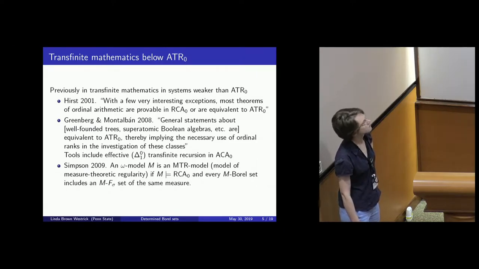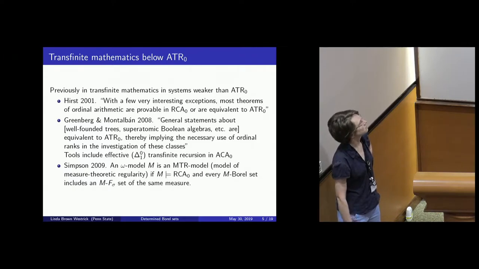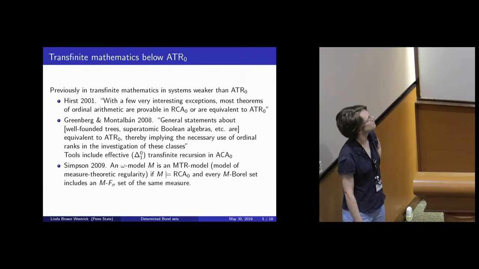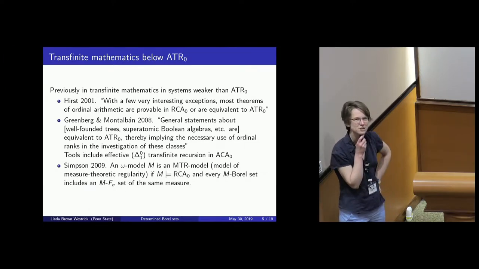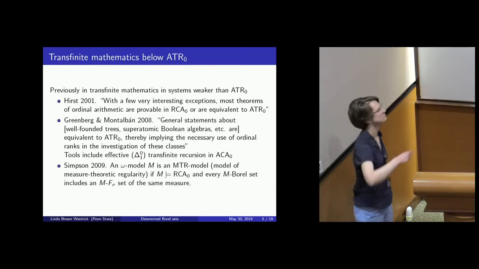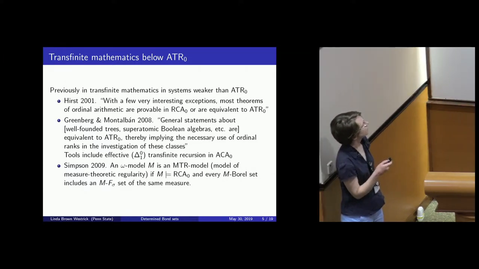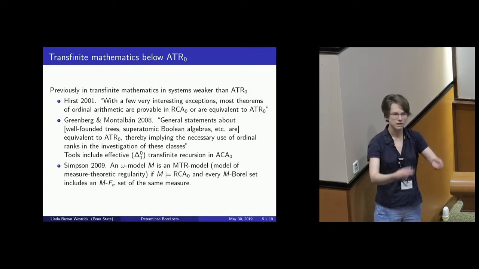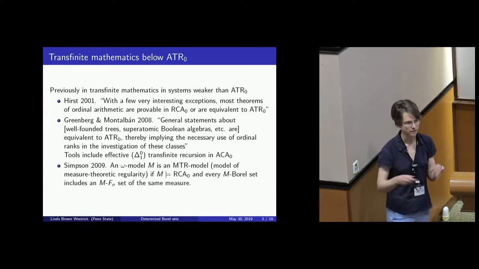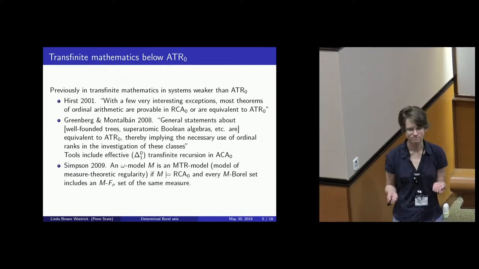All right, so this slide is meant to be read in a movie voice. Previously, in transfinite mathematics in systems weaker than ATR or not. Or like, no, it's not a movie. Whatever it's called, TV. Anyway, so there has been some work in the past where transfinite mathematics, by which I mean in a broad sense, mathematics that discusses ordinals, has been considered in systems that are weaker than ATR.